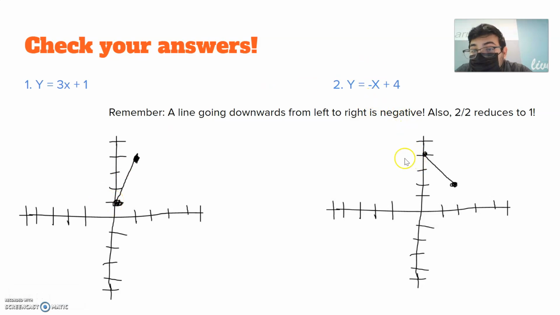For number 2, remember that a line going downwards from left to right means it's negative, so it would be negative x. So it rises 1, 2, and it runs 1, 2. So it's 2 over 2, which reduces down to 1. If you need help reducing, there is a video on that as well. And since it is downwards from left to right, that is negative. And then the y-intercept is 4 because it's on (0, 4).